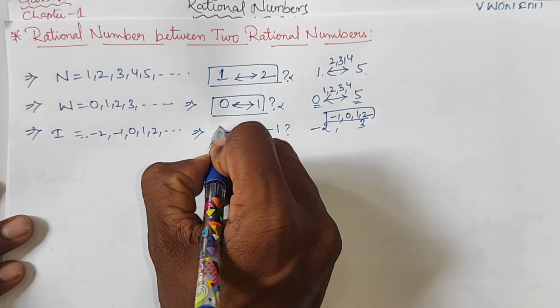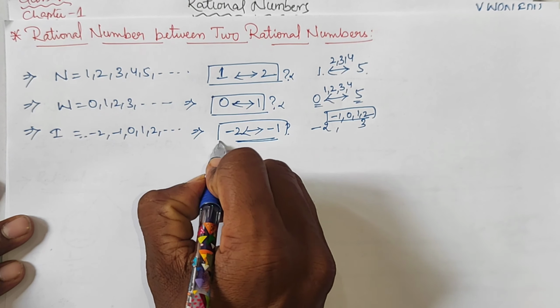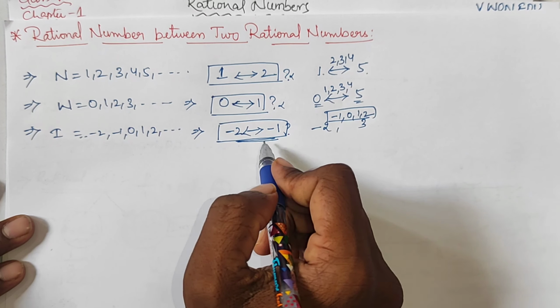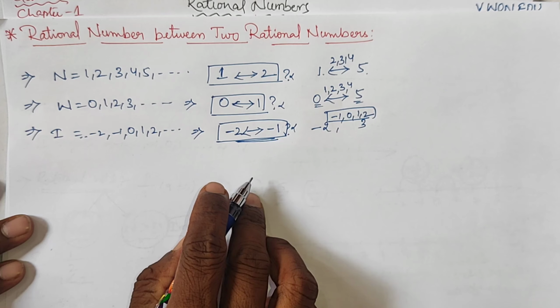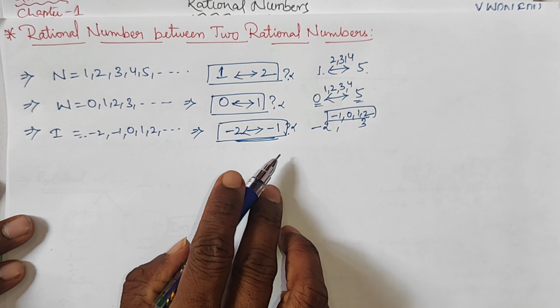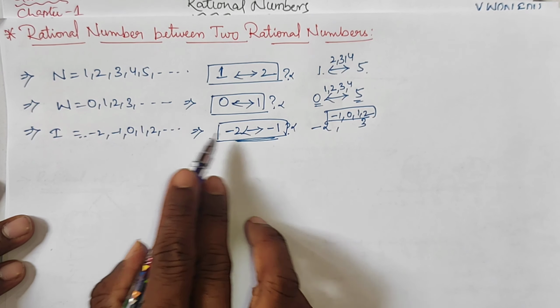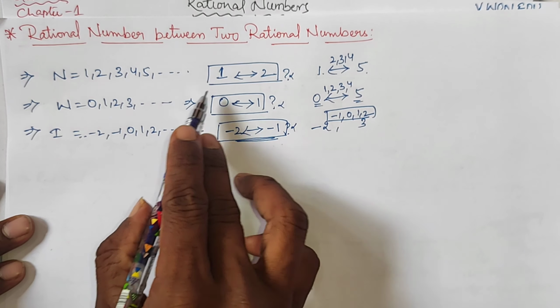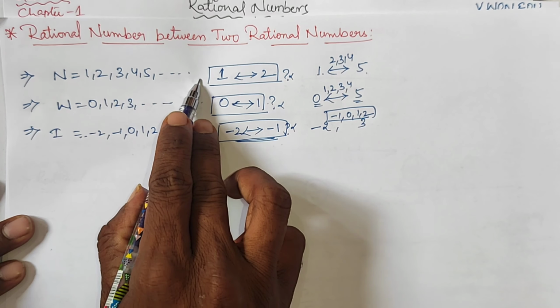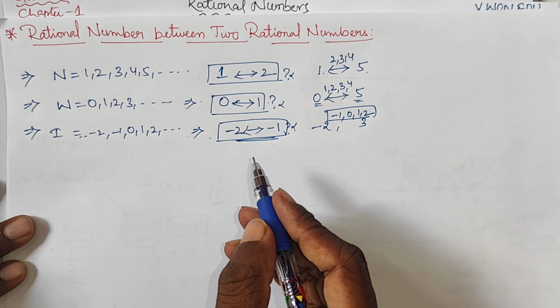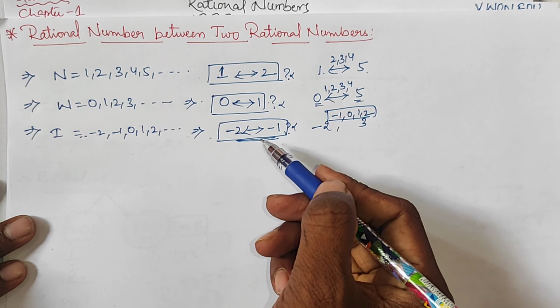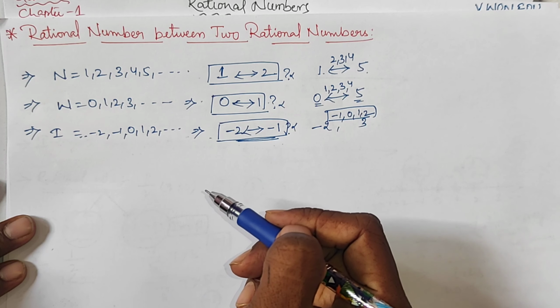Now what will you say about minus 2 and minus 1? Will any integer be present here? No. That means we cannot find integers between two successive integers, two successive whole numbers, or two successive natural numbers. We won't get any number. But we can write rational numbers between any two successive integers.